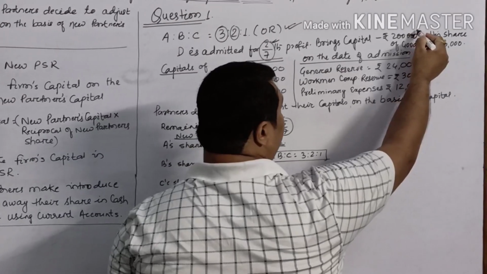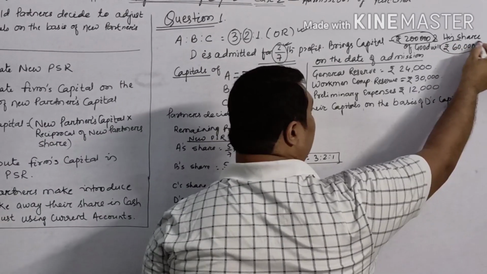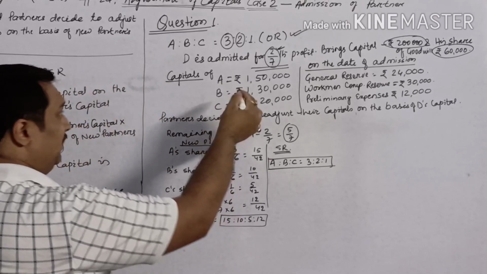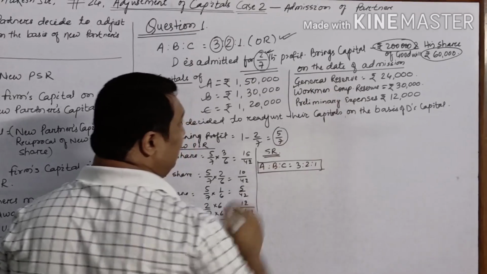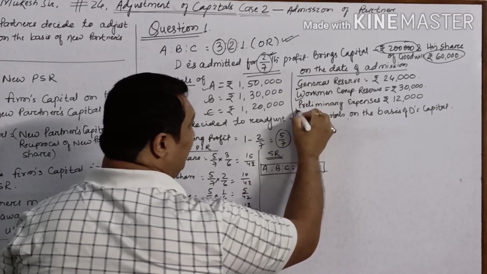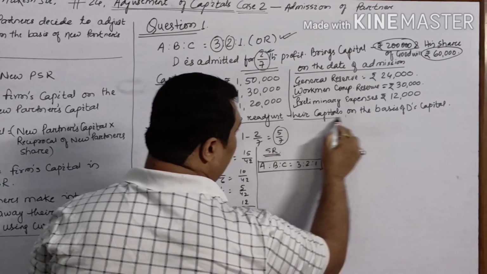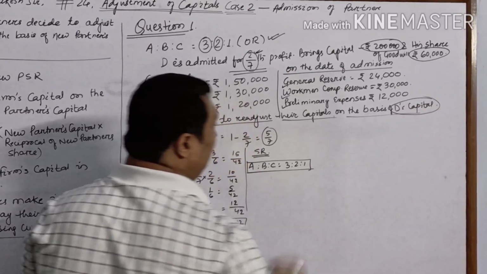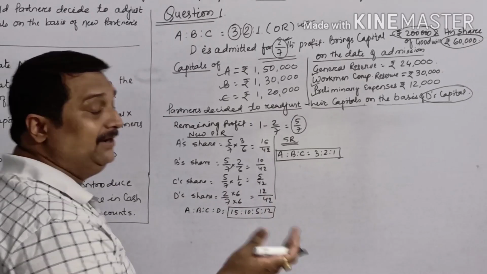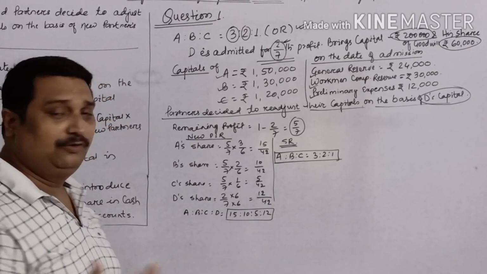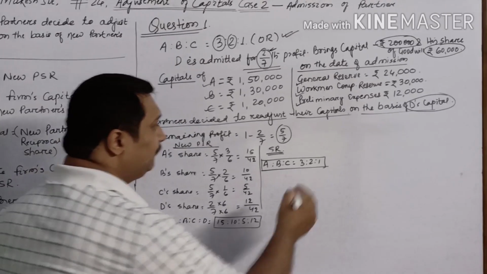The question says that D, who is a new partner, brings rupees 2 lakh as his capital and rupees 60,000 as his share of goodwill. On the date of admission, the capitals of A, B and C are given. The question also says that there is a general reserve of 24,000, workmen compensation, and preliminary expenses, and the partners decide to readjust their capitals on the basis of D's capital, who is the new partner. So, since there is a readjustment of the old partners' capital on the basis of the new partner's, we will follow the steps. Our first step was to find out the new PSR, which we have already done.